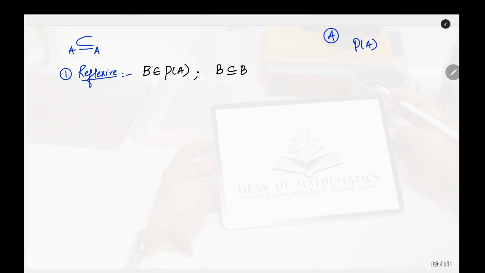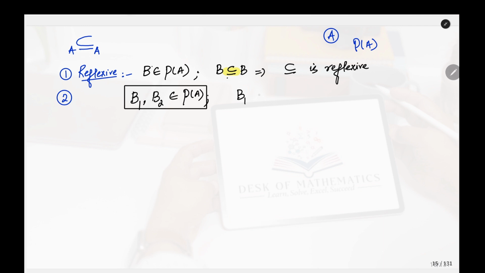Yes, every set is a subset of itself, so B is related with B. So this subset relation is reflexive, because every set is a subset of itself. Now another one that we will check is antisymmetric. For example, if B1 and B2 are subsets of A, we have to check: if B1 is a subset of B2, is B2 also a subset of B1? If B2 is also a subset of B1 always, then it is symmetric.